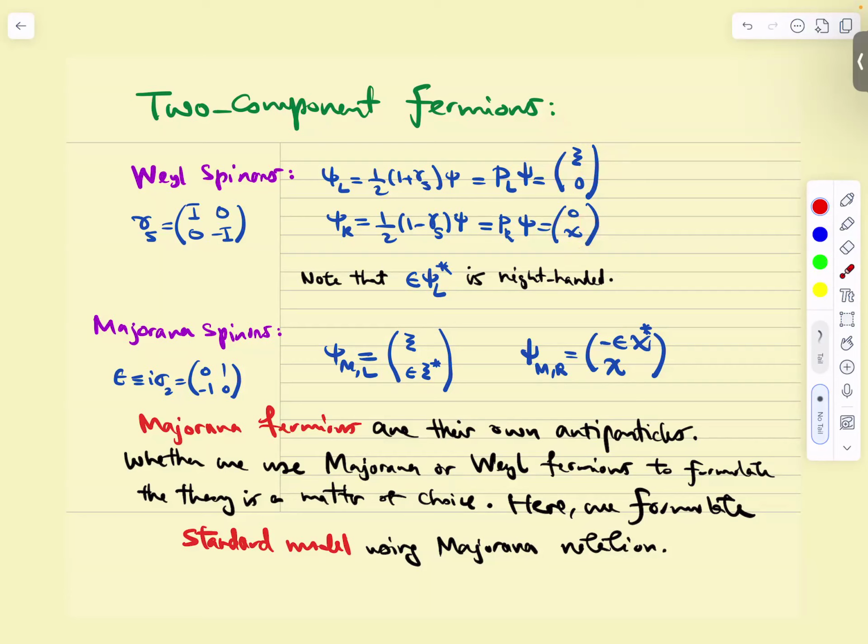Now we said, so now I'm going to get to Majoranas. We said that if psi left is a left-handed spinor, and this is the epsilon tensor, i sigma 2, then psi left star is a two-vector which, acted on by this tensor, transforms as a right-handed spinor. We did that on the board, right? We derived this.